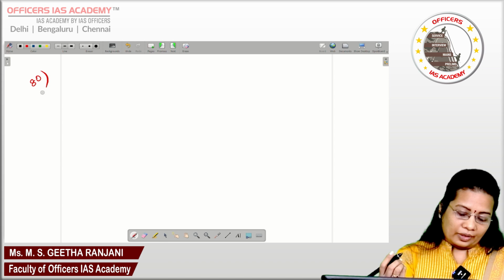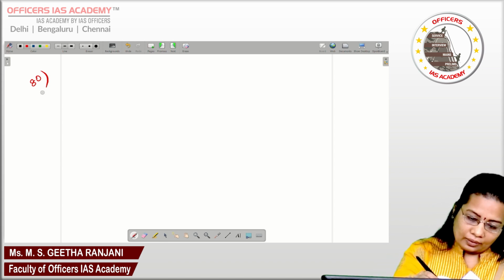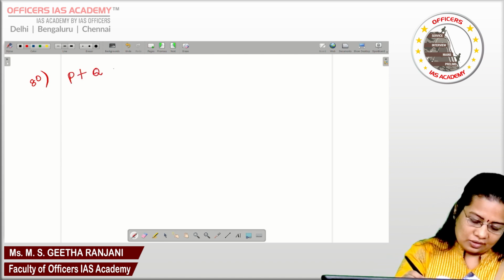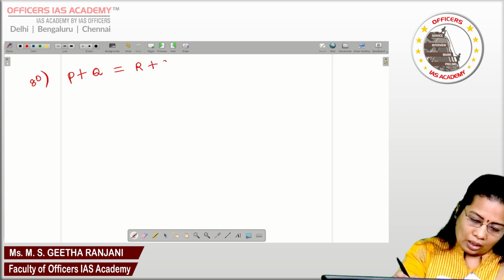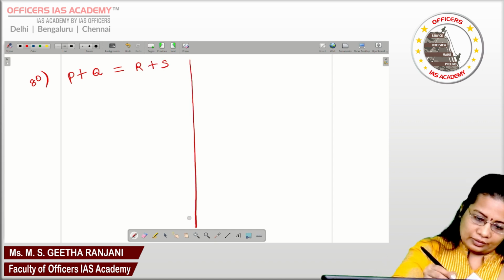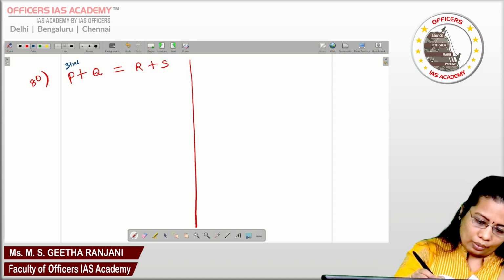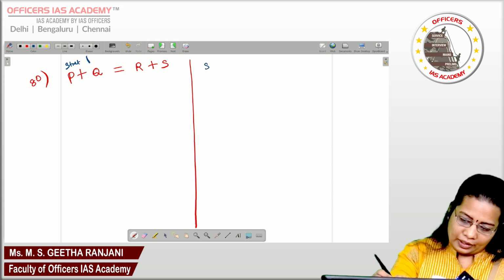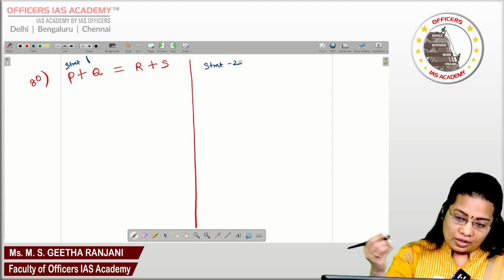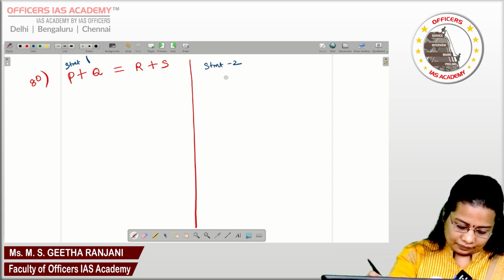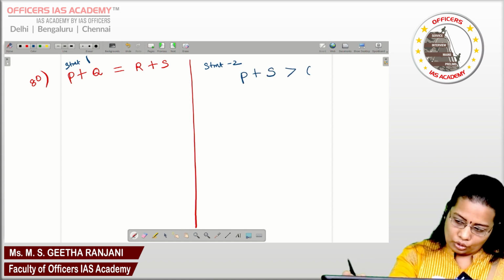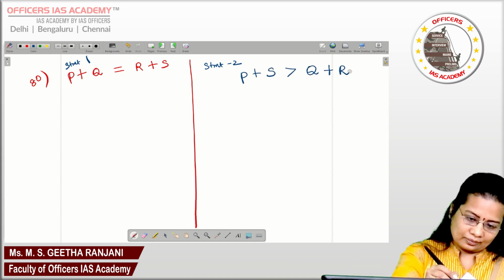So given, according to statement number 1, P plus Q is equal to R plus S. So this is statement number 1. In statement number 2, it's given P plus S is greater than Q plus R.